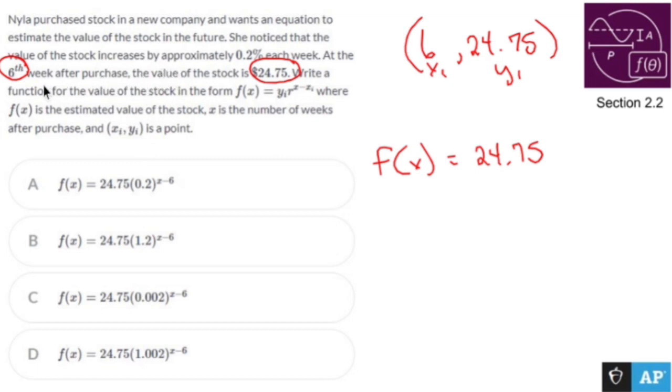And if something increases by 0.2% each week, that means you're going to multiply it by 1 plus 0.2%, which is not 0.2, that's 0.002. So my common ratio is going to be that growth number right there, 1.002. So f of x equals y sub 1 times the common ratio, 1.002, to the x minus x sub 1.